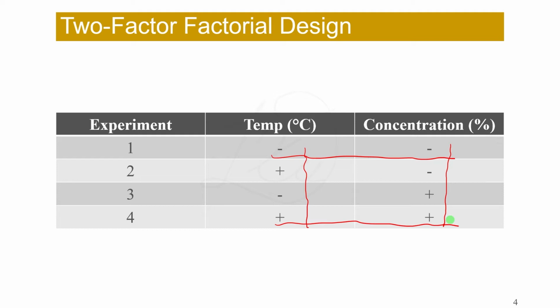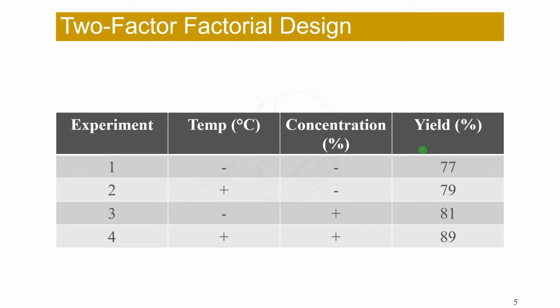In this example, we have picked two levels for each factor and we have two factors. Thus, in total, we have 4 combination runs. This is called a two-factor factorial design. Lastly, we add an additional column to the table for the response, which is the yield.